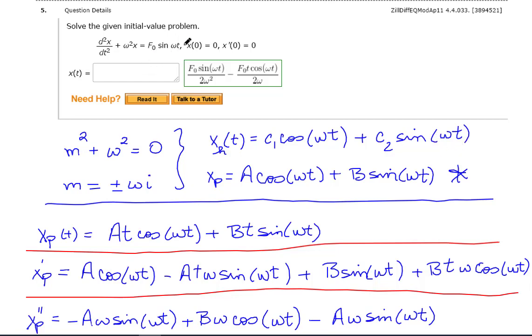Looking at the right hand side, my guess normally would be a cosine omega t plus b sine omega t. But clearly there's a conflict with the homogeneous solution. So I multiply here by powers of t because this is with respect to time. And so I get At cosine omega t plus Bt sine omega t. So this is not nearly as ugly as the last problem.